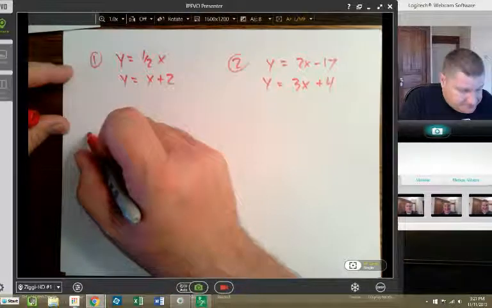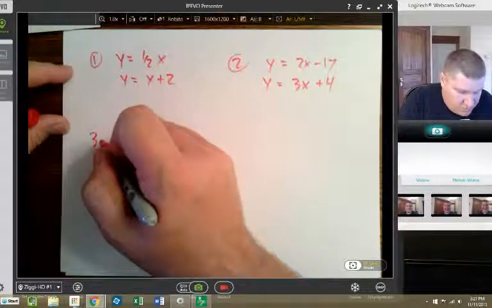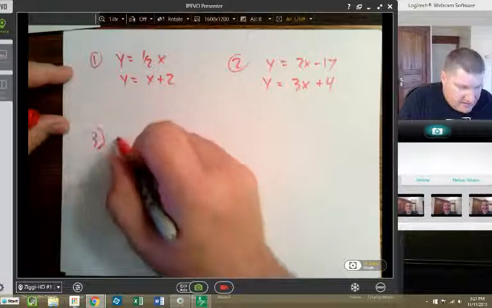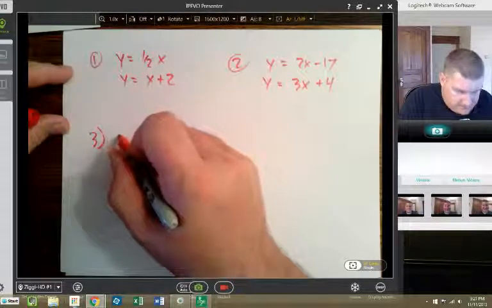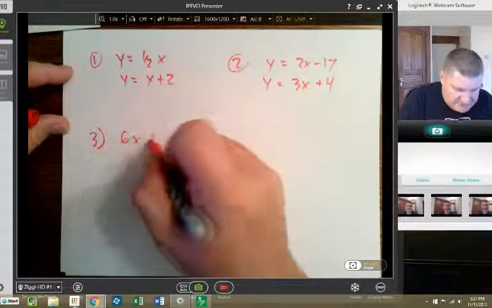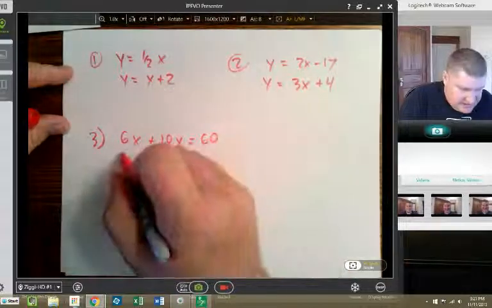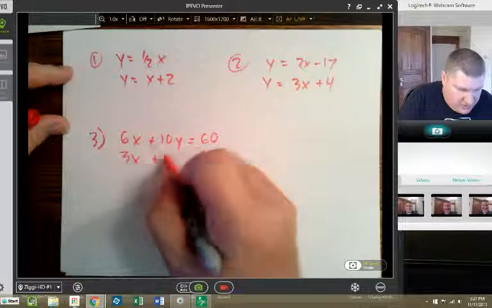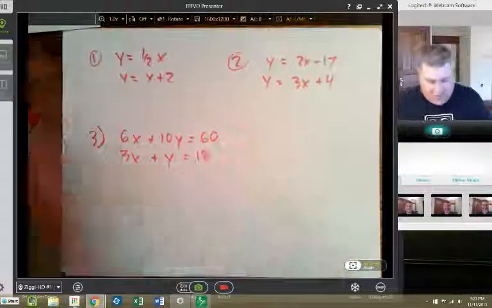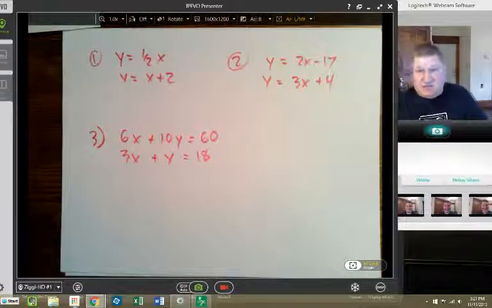All right. For 3, we come up with 6x plus 10y equals 60, and 3x plus y equals 18. Solve that situation. So you have 3 problems to do. Make sure those are done for tomorrow.